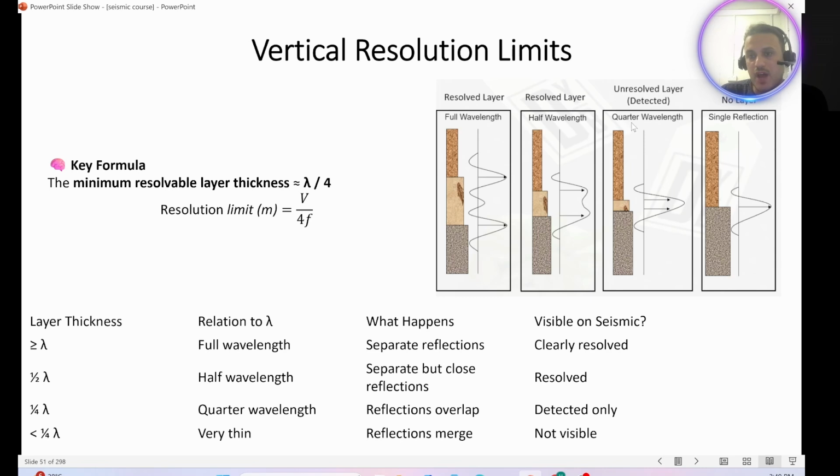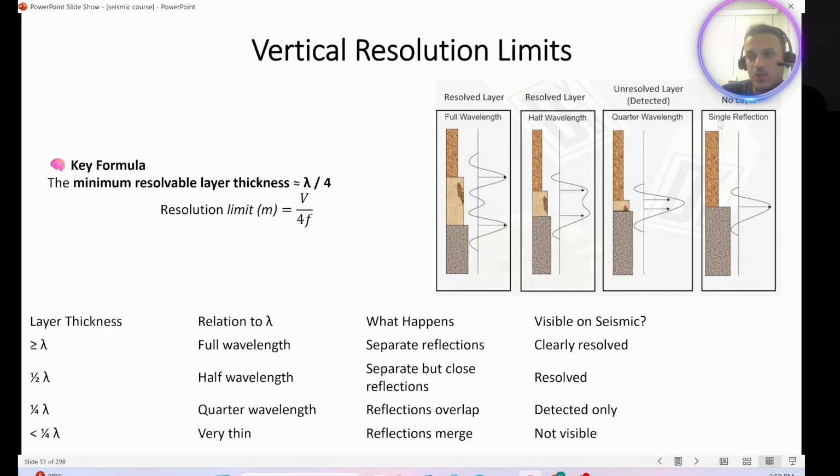But if we have a quarter wavelength, we can see the reflectors change from two reflectors into one single reflector. With a quarter wavelength, we have an unresolved layer. The reflections overlap, so you have one single reflection. You can only just detect it.